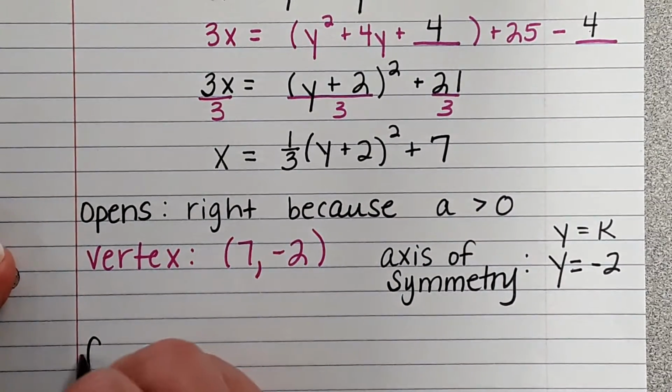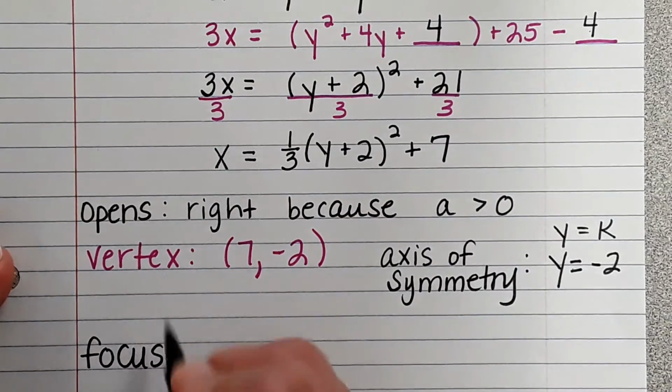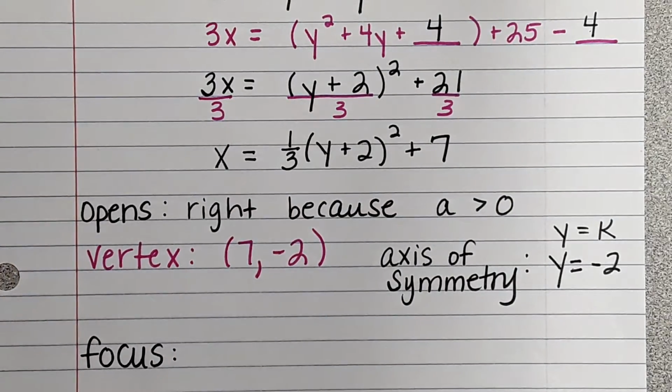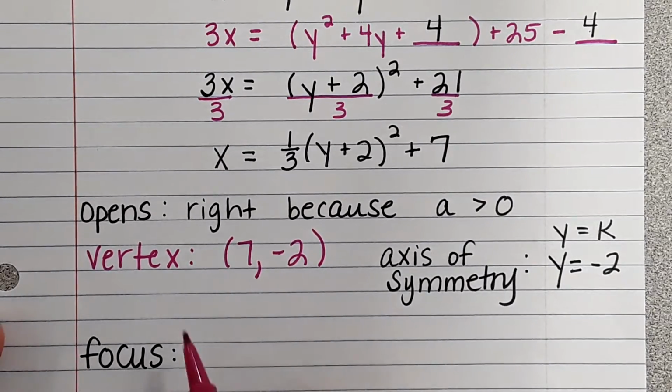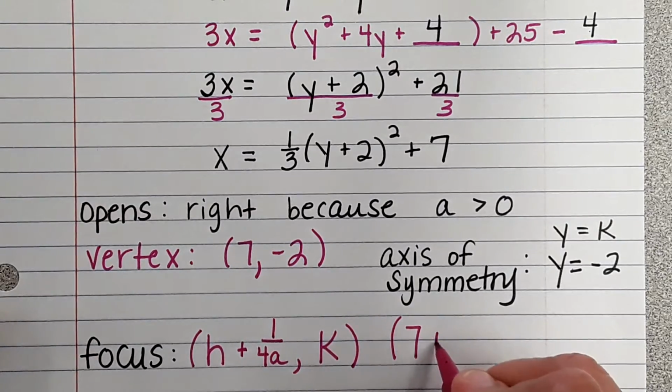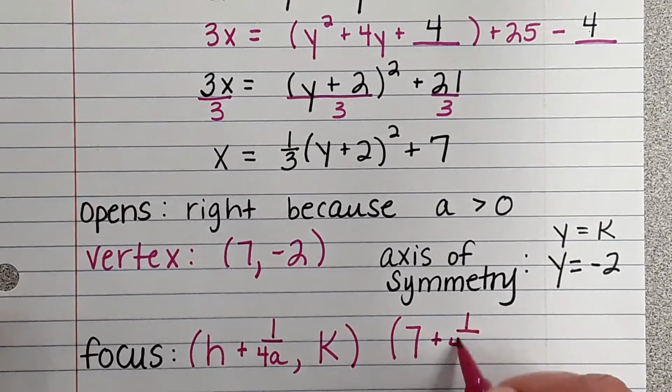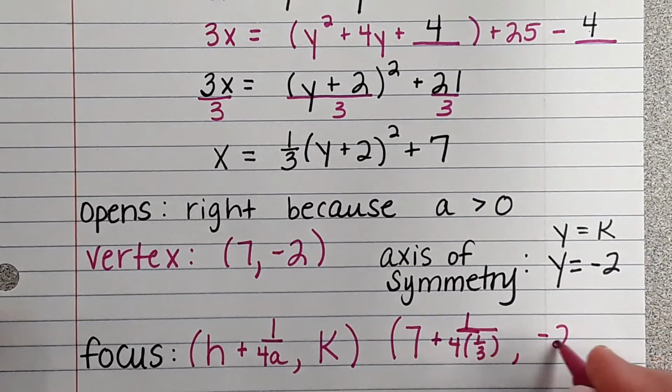Okay, so let's find the focus. Your focus is still very similar to the focus of yesterday, except again, you guys, everything starts to affect the h. Yesterday, everything affected the k. Today it is the h. So I just want to show you. It's h plus 1 over 4a, comma, k. Well, h is 7, and a is 1/3, and k is -2.